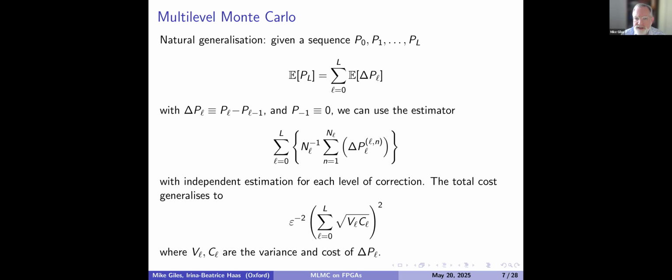And so we use the multi-level estimator, where we have a sum over levels, and on each level we use NL samples to estimate the expected value of delta PL. And each level of simulation is using independent random numbers. The total cost then generalizes, choosing the optimal number of samples on each level, to epsilon to the minus 2 times the square of this sum over levels of the square root of variance times the cost. Okay, so that's all nice and standard.